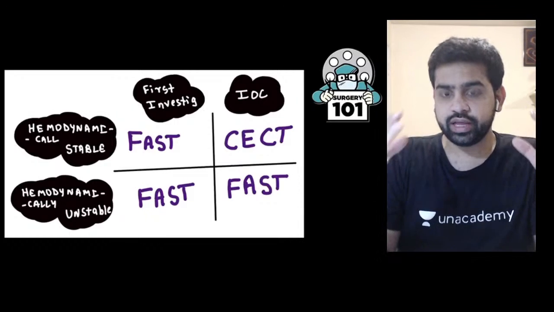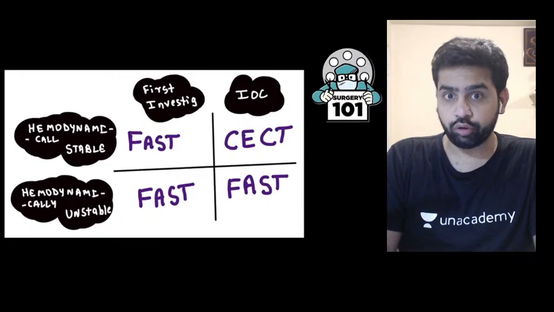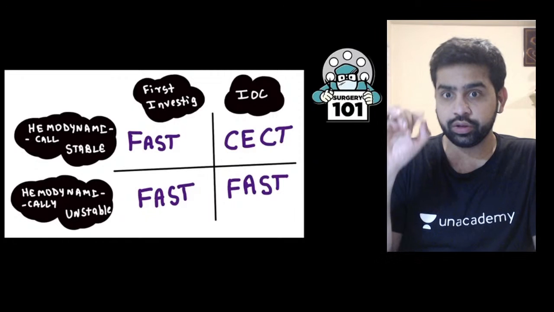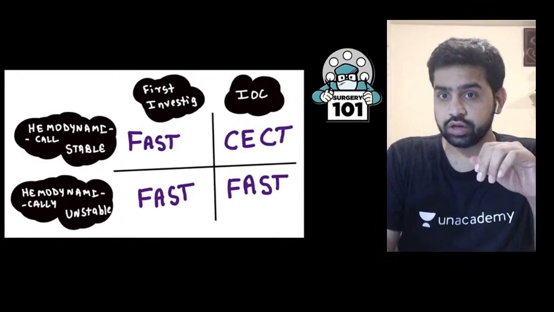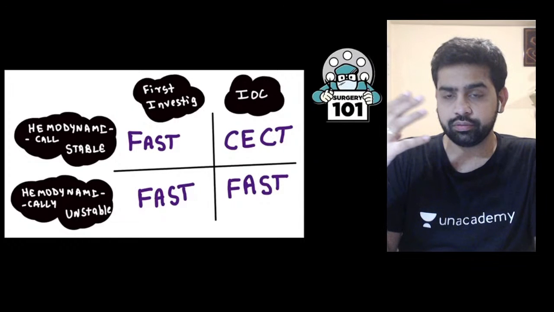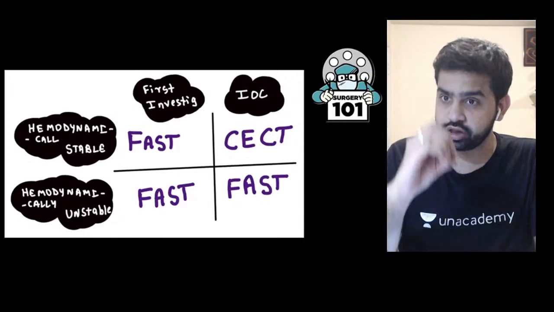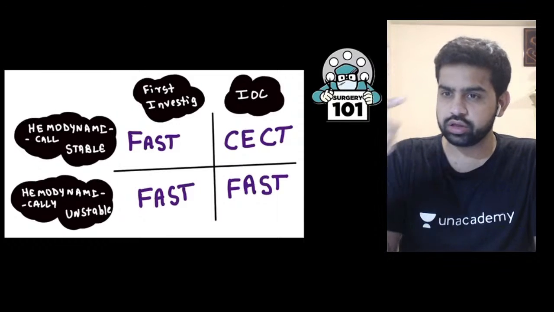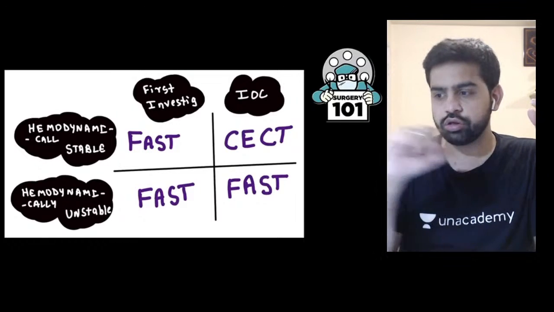If they give you a patient of blunt abdominal trauma who is hemodynamically stable, what is the first investigation? The first investigation is the FAST. But what is the first investigation in the hemodynamically unstable person? There also it is the FAST. So stable or unstable, the first investigation is always a FAST.